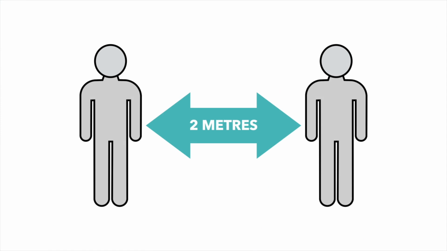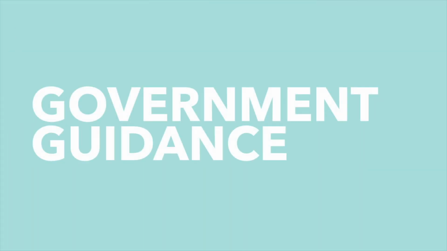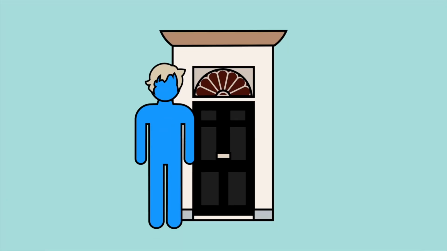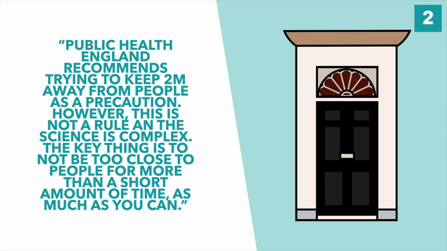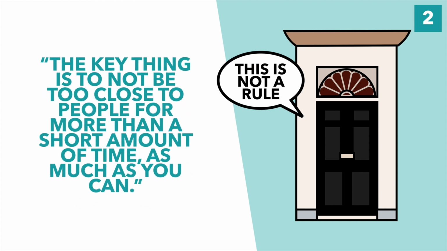By the way, it's worth noting that for all the fuss about the 2 meter rule, the government's guidance is just that, guidance. The 2 meter rule was never enshrined in English law, and the government's own COVID-19 recovery strategy says, Public Health England recommends trying to keep 2 meters away from people as a precaution. However, this is not a rule, and the science is complex. The key is not to be too close to people for more than a short amount of time, as much as you can.